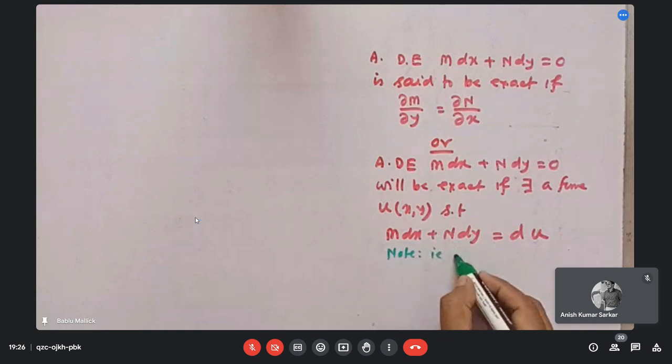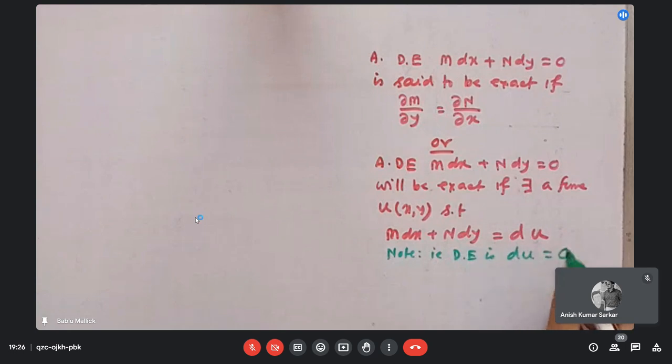So that differential equation will be du is equal to 0. If the differential equation is this, then its solution is u is equal to constant. So this solution is u is equal to constant. Another result we shall use.